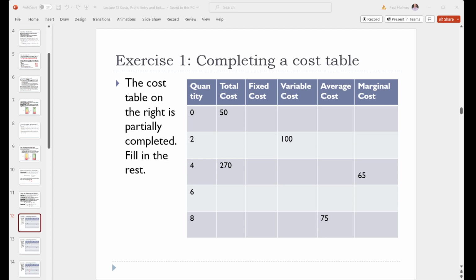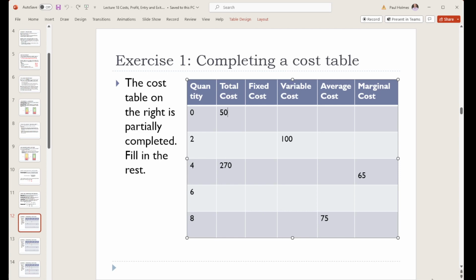The first place I'd encourage you to start, especially if you're working on one of these by yourself, is start with the fixed costs, because that's going to be the easiest place to look, and in particular use the fact that you've got a quantity of 0 here. Think about how that could help. Okay, so how that can help is our costs, when we produce nothing, must by definition be our fixed costs.